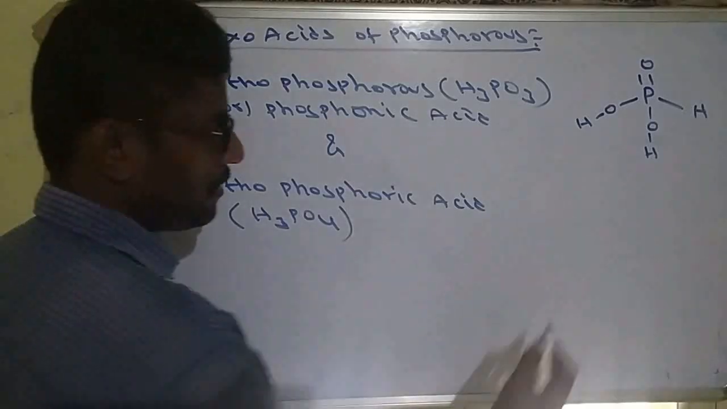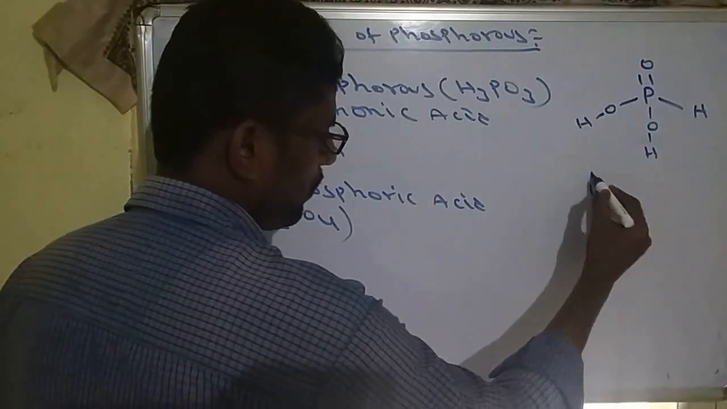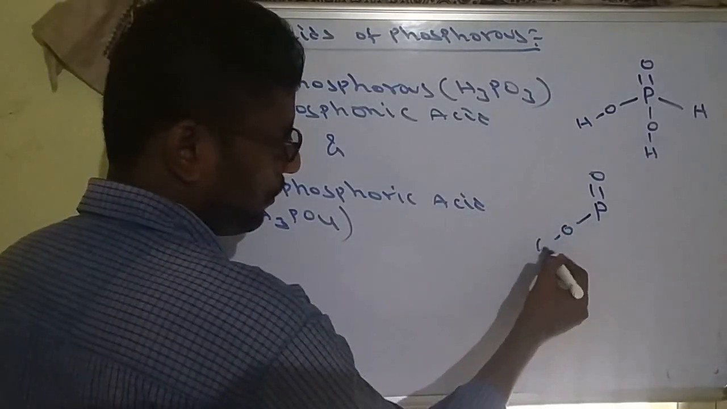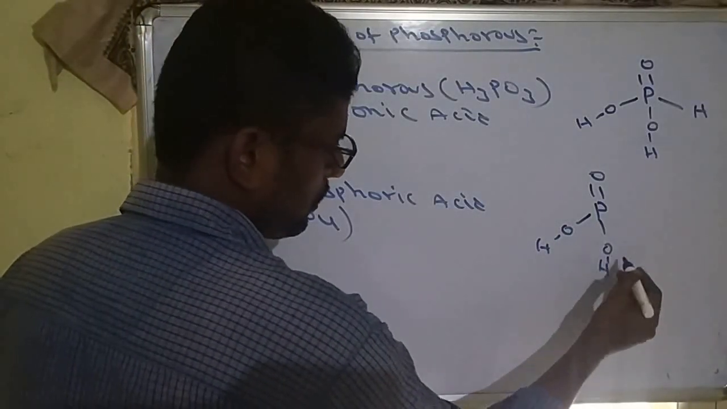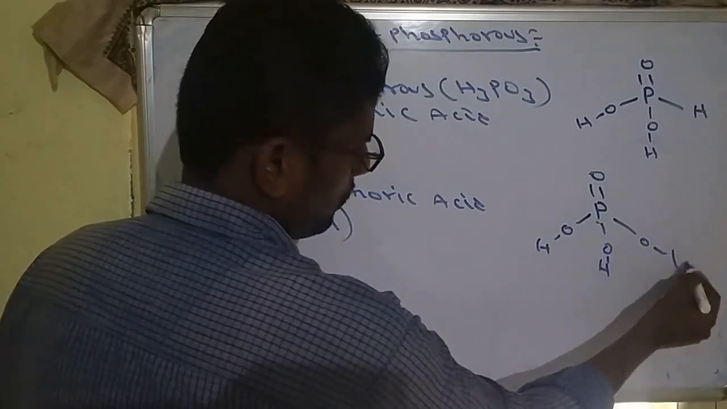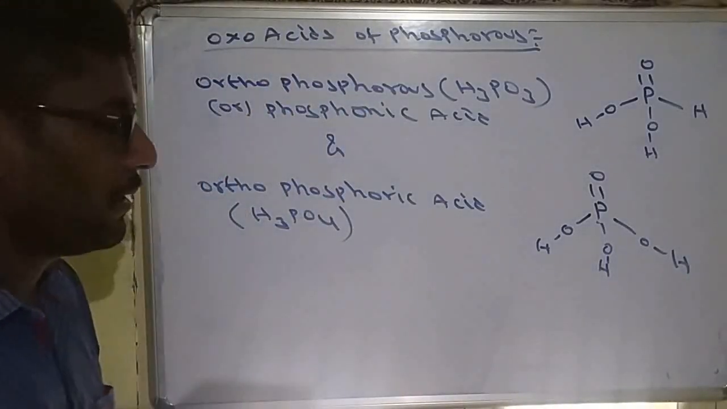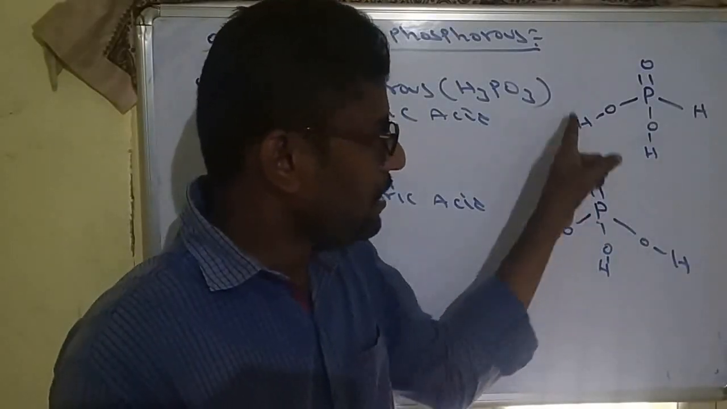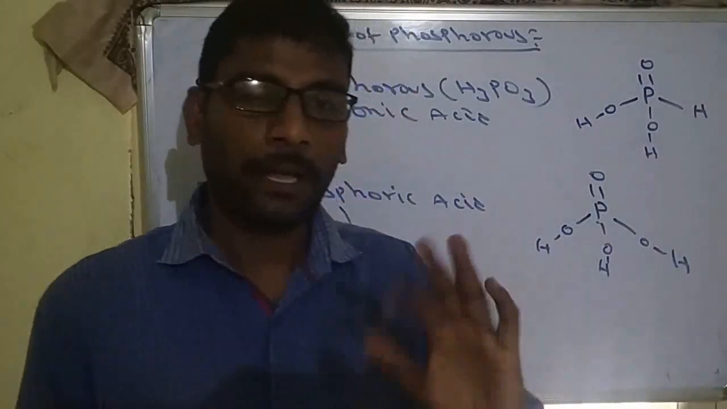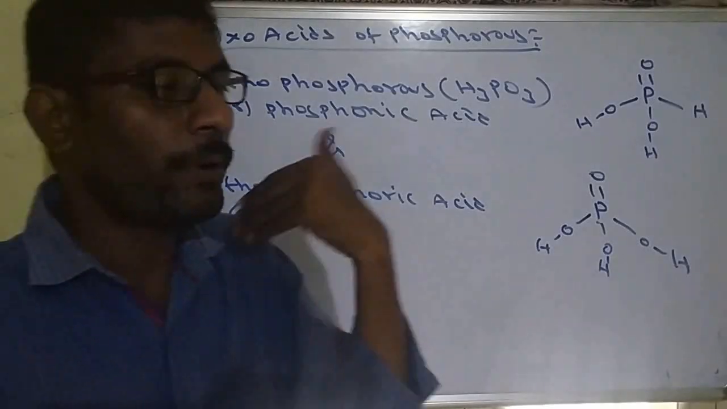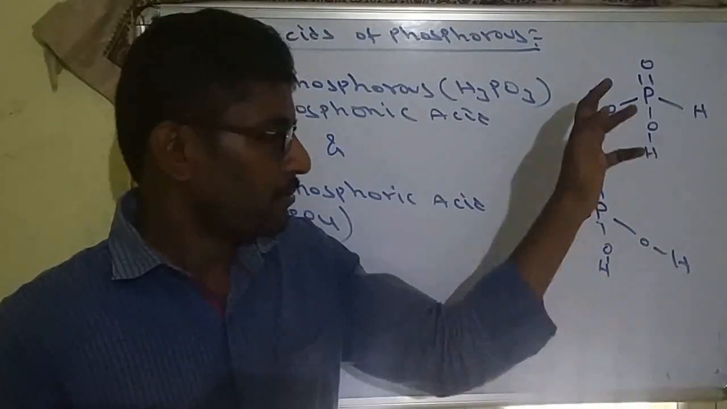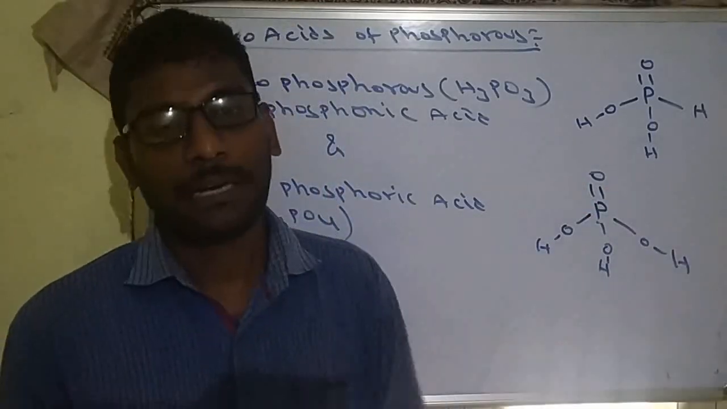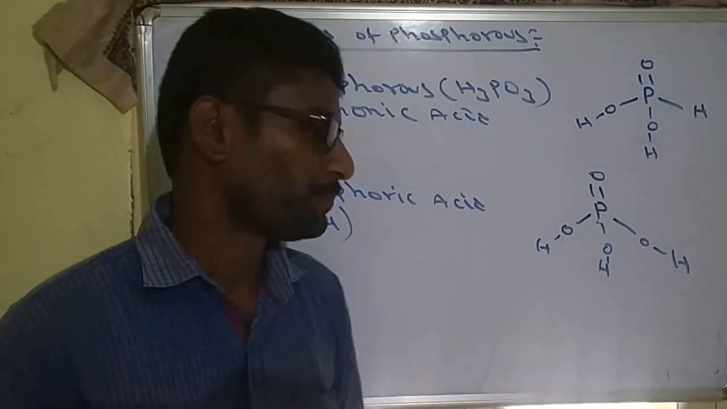So write this structure. Central atom will be phosphorus, double bond oxygen. Again three oxygens are present, so we can write three OH groups. So this is the structure of orthophosphoric acid. Here three OH groups, here two OH groups. Since it contains two OH groups, it is called dibasic acid. How many OHs are present, that is called basicity. So it is a dibasic acid. Since it has three OH groups, it is called tribasic acid.